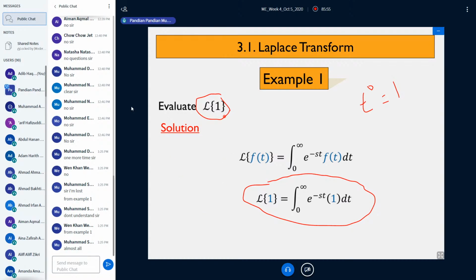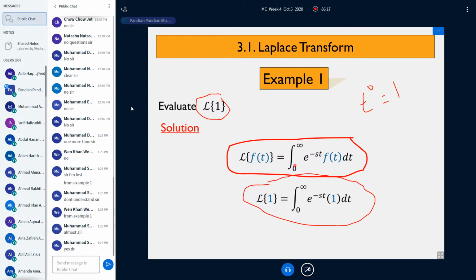Laplace of 1. Laplace of f(t) is the integral from 0 to infinity of e power minus st f(t) dt. Can you understand this? Muhammad Salihin, can you understand this? Okay. Now, this f(t) equals 1. You substitute 1, so your f(t) is 1. So e power minus st multiplied by 1 is e power minus st.